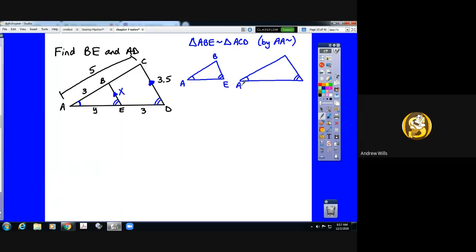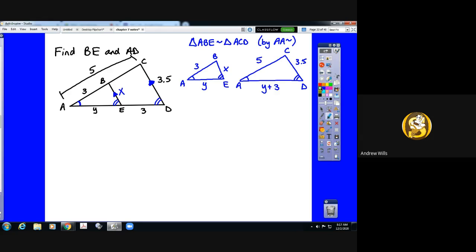as you go. So if we redraw this picture, the smaller triangle is ABE. We have side lengths on that of 3, y, and x. And the bigger triangle ACD, well, it has side lengths of 3.5, 5, and here's the tricky one, y plus 3 for AD. So that allows us to set up our proportions.